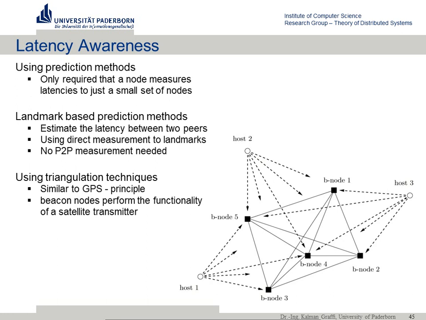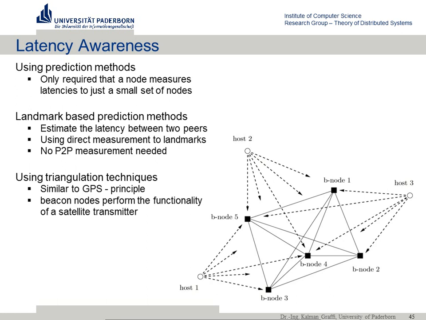There is one practical approach, called landmark-based prediction methods. What people have done is that you have, let's say, landmark nodes 1 to 5, and there were 100, but not more. If you ping all of them and determine your latency to all of them, then you can somehow identify in a multidimensional space your distance and your coordinates.